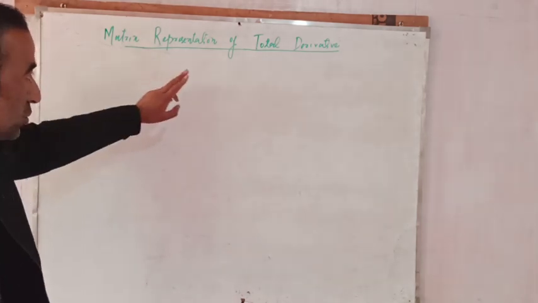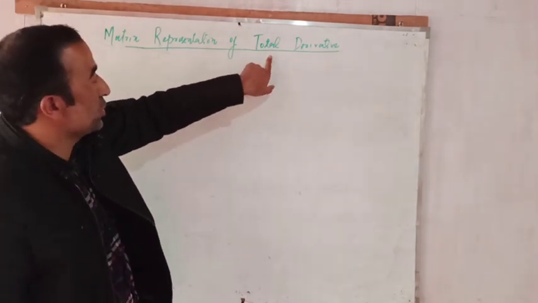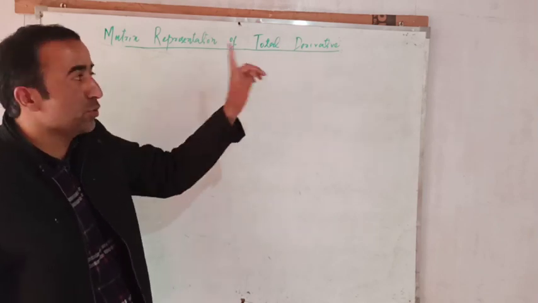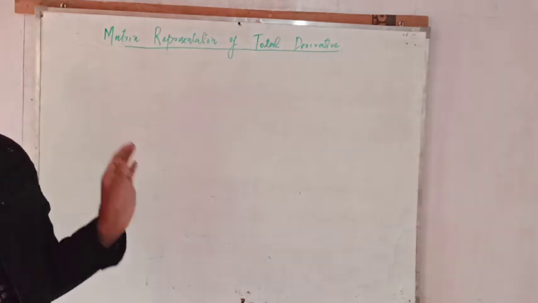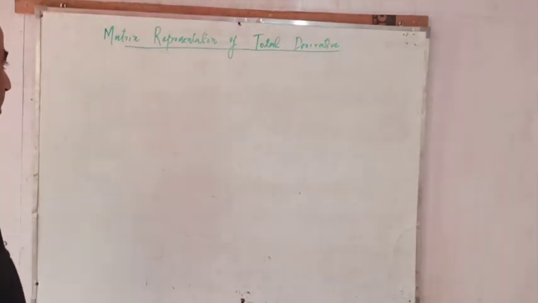Why are we interested in constructing the matrix representation of the total derivative? The fact is that the matrix representation of the total derivative of a vector field is nothing but the Jacobian of the vector field. Okay.